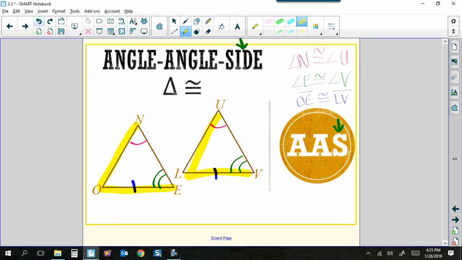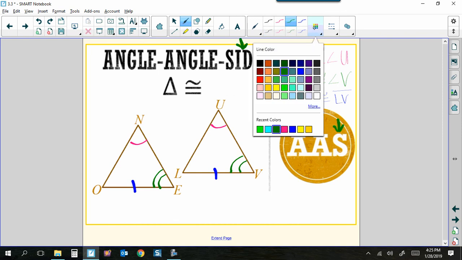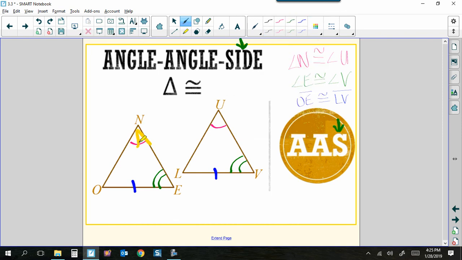Now, it has to be corresponding. So you can see I have OE. Well, what's corresponding to OE? It would be LV. We would not have OE congruent to LU because those are not corresponding to each other. So if you were to read this around the diagram like I mentioned before, well, here's an angle and an angle. The side does not fall between them.